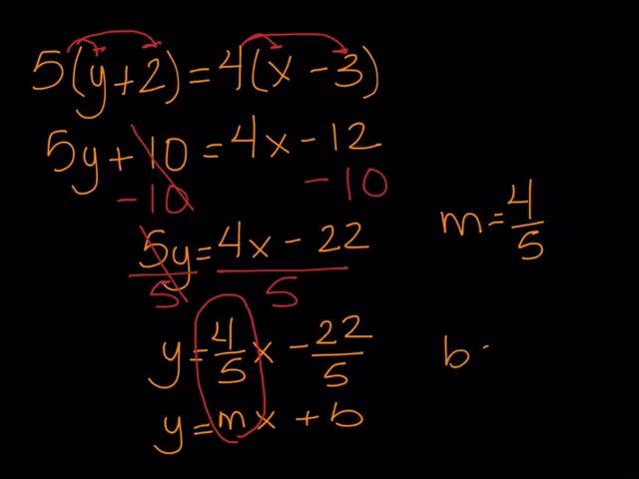We can also look and see that our y-intercept, or where our line crosses the y-axis, is going to be negative 22/5. So by writing this equation in y-intercept form, we were able to find both our slope and our y-intercept.